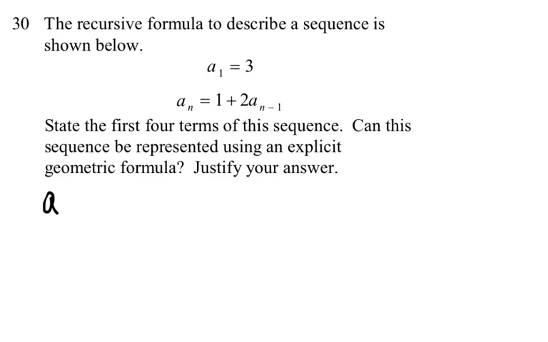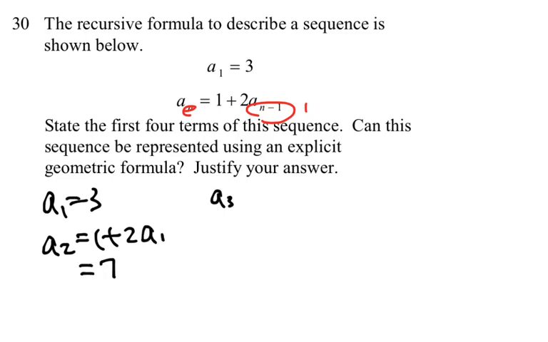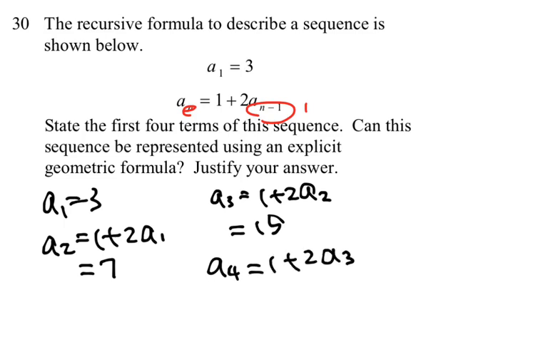Number 30. So we have the recursive formula described in this sequence below. They want us to find the first 4 terms. As you can see, a sub 1 is given, so that's 3. A sub 2 equals 1 minus 2 times my previous term, which is 1 minus 2 times 3, which is 7. A sub 3 will be equal to 1 plus 2 times my previous term, which is 7. So 2 times 7 is 14, plus 1 becomes 15. Now the fourth one, we have 1 plus 2 times the previous term, which is 1 plus 2 times 15. Now we know that to be 31.